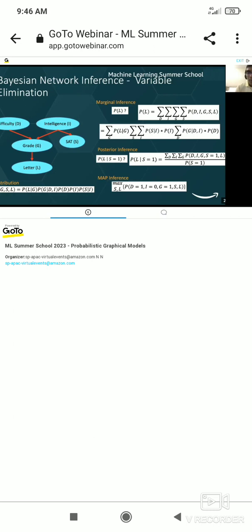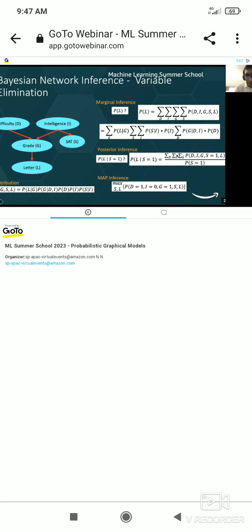To give an example of posterior inference, one particular example could be: what is the probability of the letter given the SAT score is good? In this case, again, you could use the joint distribution and arrive at an expression like this to be able to estimate this posterior distribution.